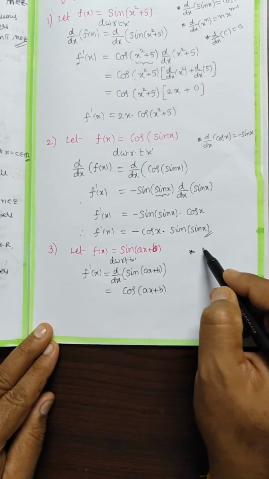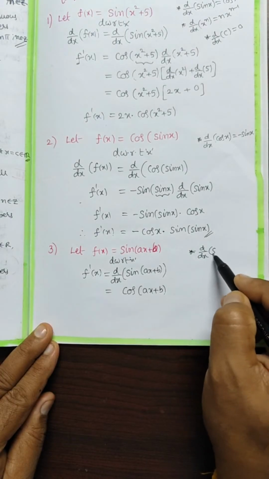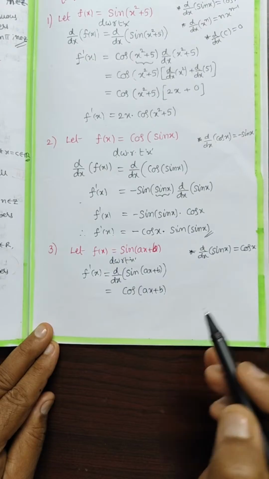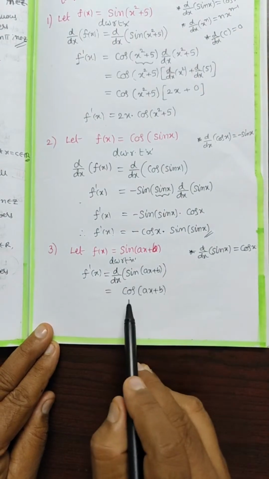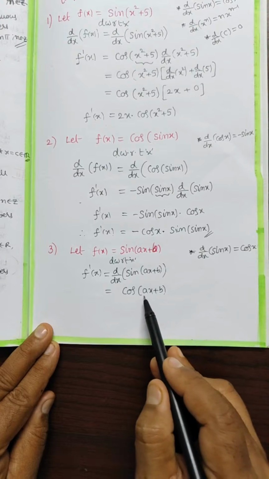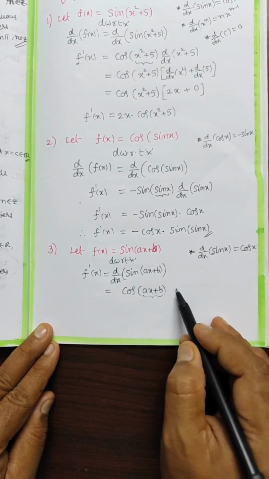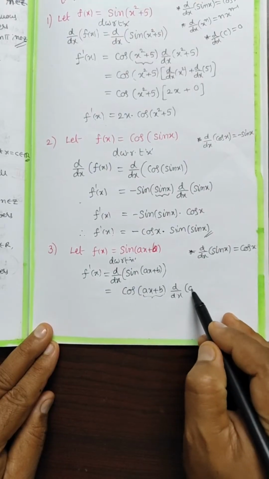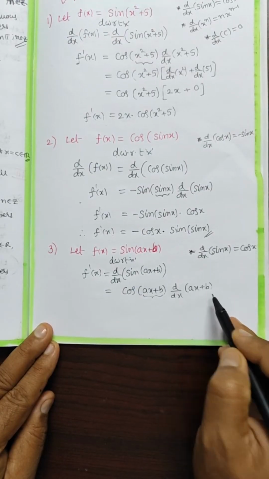Here the formula is we applied d by dx of sin x. D by dx of sin x is cos x. D by dx of sin of ax plus b is cos of ax plus b. Again, you have to apply differentiation for the function which is involved in this. So, d by dx of ax plus b.